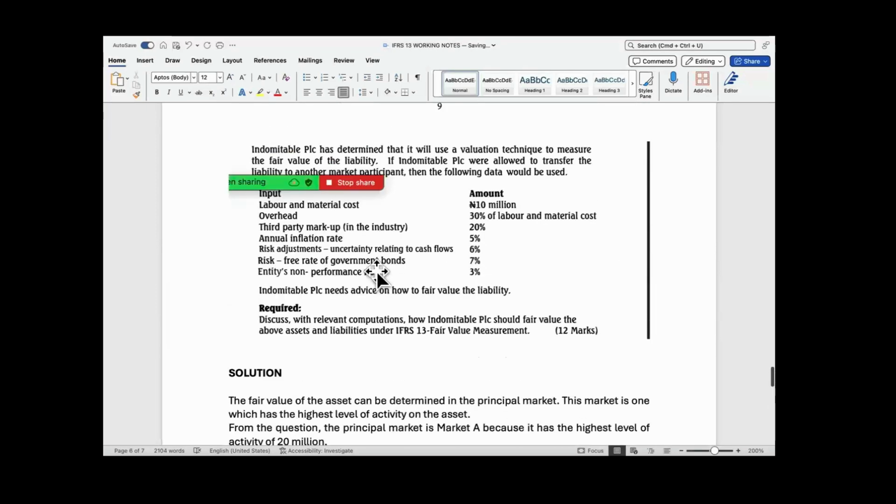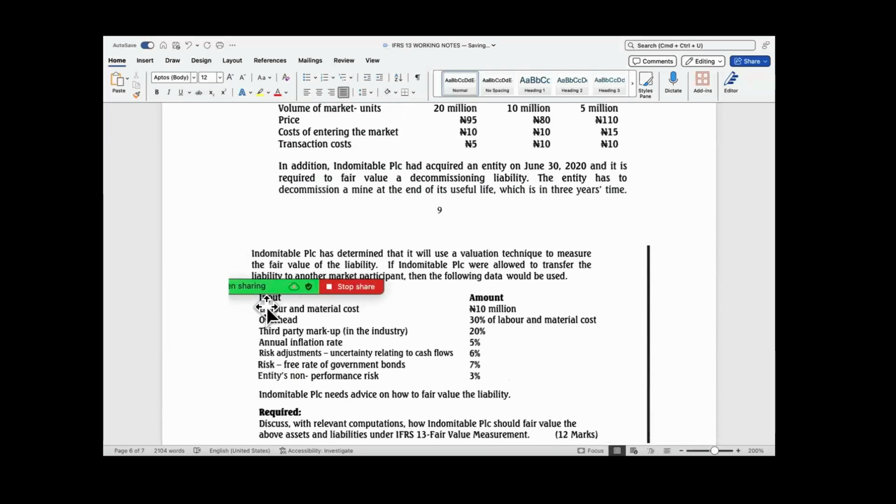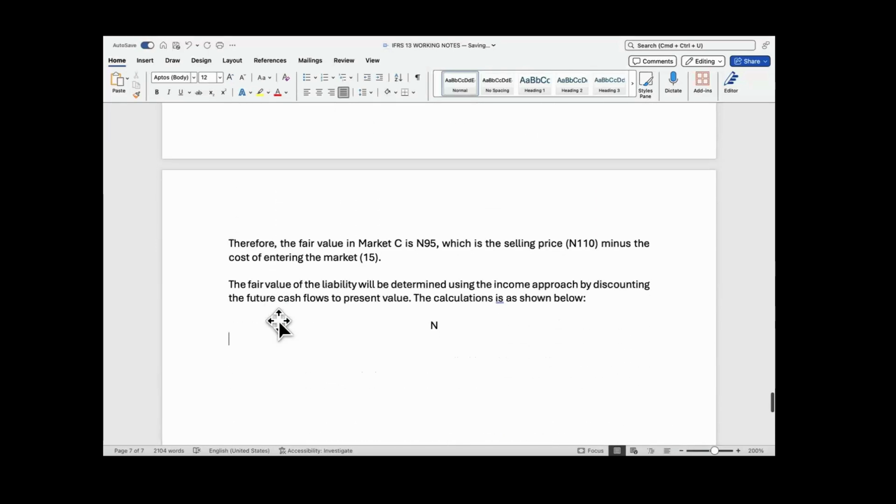So how much is the labor and material cost? That's 10 million. Let's put them in thousands just so it can make sense. So this is 10 million. Then overhead. Our overhead is 30% of labor. Is it just labor or labor and material? Okay, labor and material cost, sir. Okay, so that's 3,000.